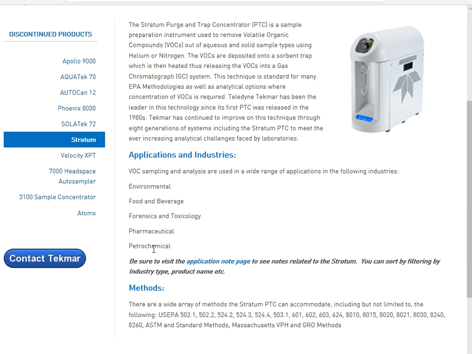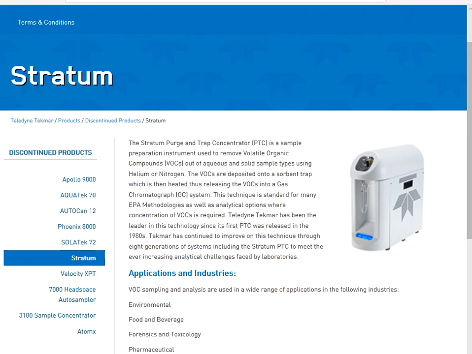All right. Down here at the bottom, it says that these are some of the applications that you might find. Environmental, of course, food and beverage, forensics and toxicology, pharmaceutical, and petrochemical. So again, I can click the application note page to figure out what else they do with this instrument, and maybe see if it's actually usable in my laboratory or not. So you'll eventually get to run samples using the purge and trap. Eventually, we'll get there, but that's what that thing looks like.